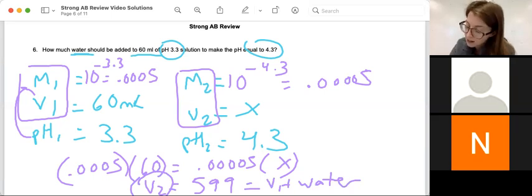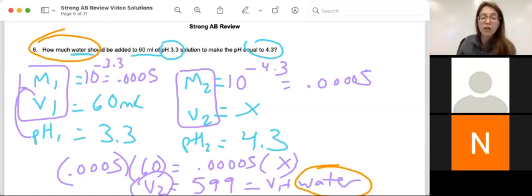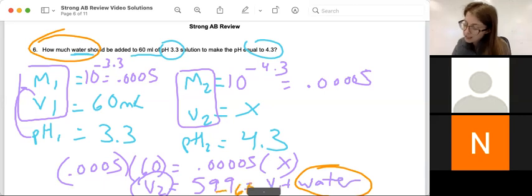So the fact that they are asking just how much water was added, what we need to do is from this 599, we need to subtract out 60. And I'm getting 539 now. It all depends on how you round, but somewhere close to 540 is fine. But I take the 599, I subtract out the 60 because I only care about the water. I don't care about the whole total volume after dilution.